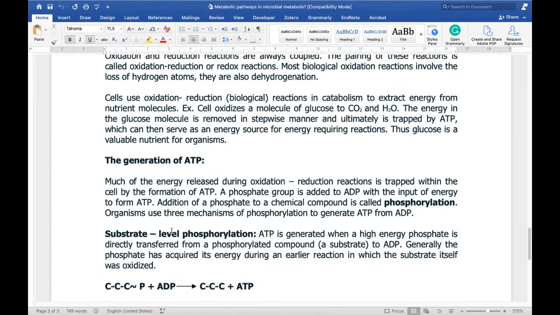Right, generation of ATP. Most of the reactions that we have just discussed, during the oxidation reduction reactions, are trapped within the cell by formation of ATP. A phosphate group is added to ADP with input of energy to form ATP. Addition of phosphate to a chemical compound is phosphorylation. An organism uses three mechanisms of phosphorylation to generate ATP from ADP.